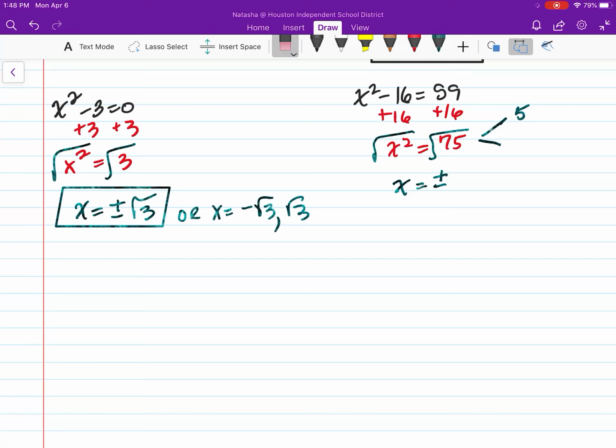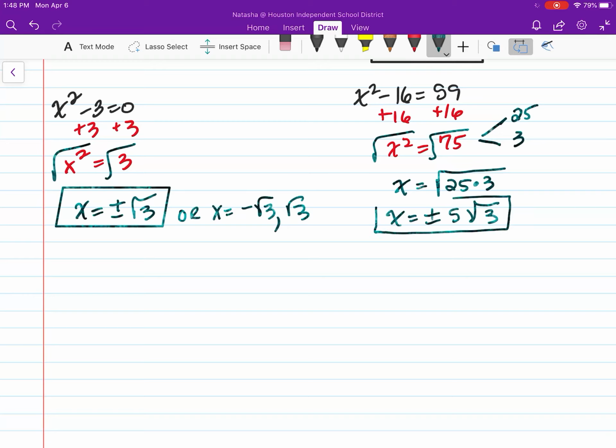plus or minus. Now, for the square root of 75, that's the number 25, because 25 goes into 75, so that's 25 times 3. So that means this is going to be the square root, before we put the minus in there, of 25 times 3. Now I'm going to take the square root of 25, which gives me 5. So now x is equal to plus or minus 5 square root of 3.